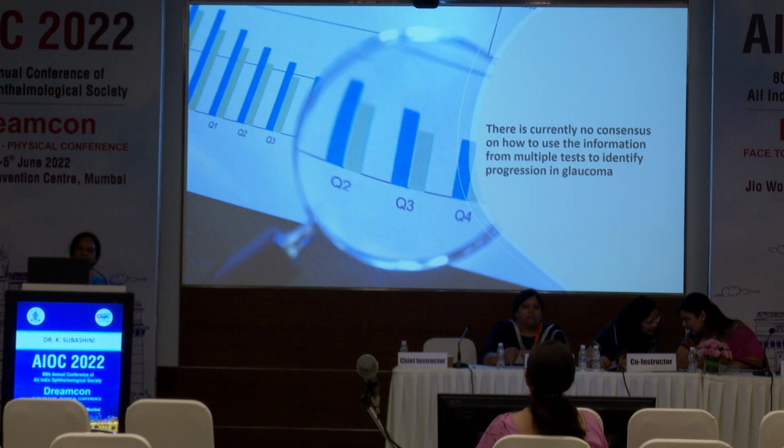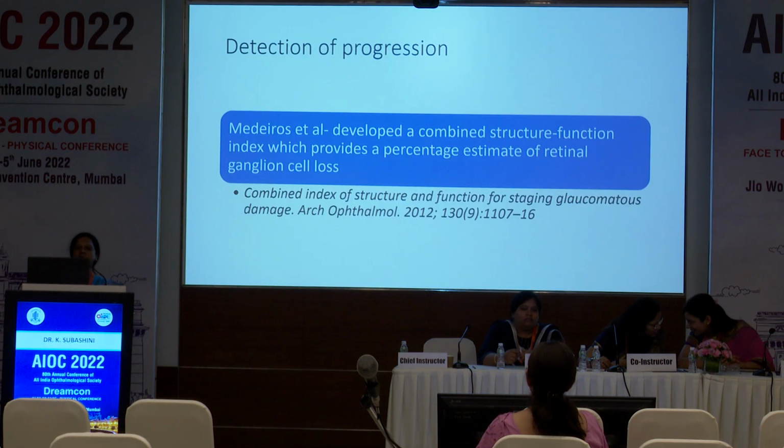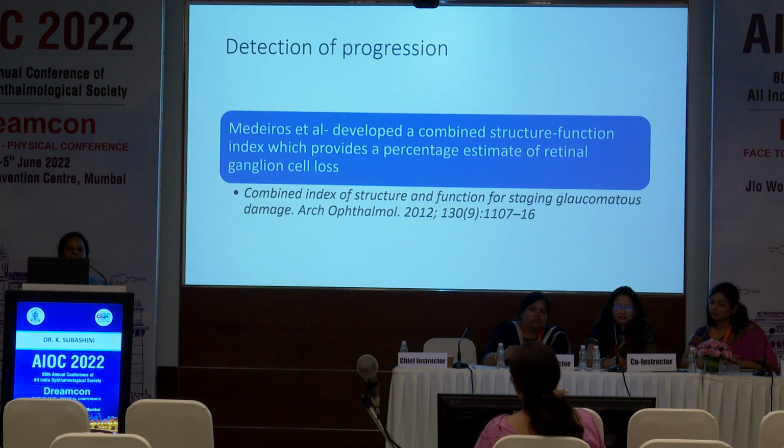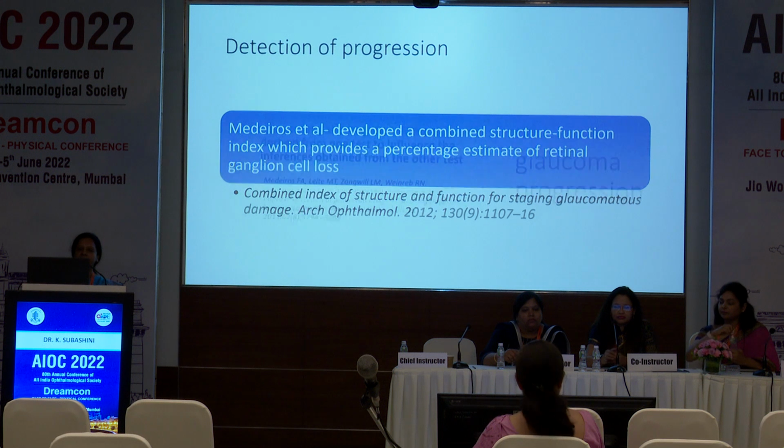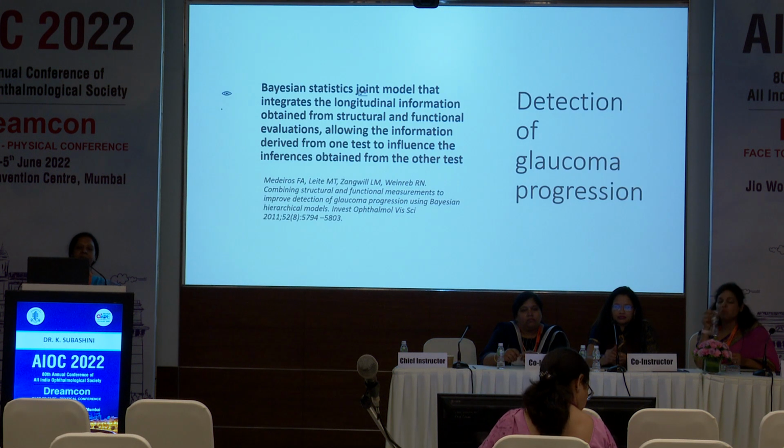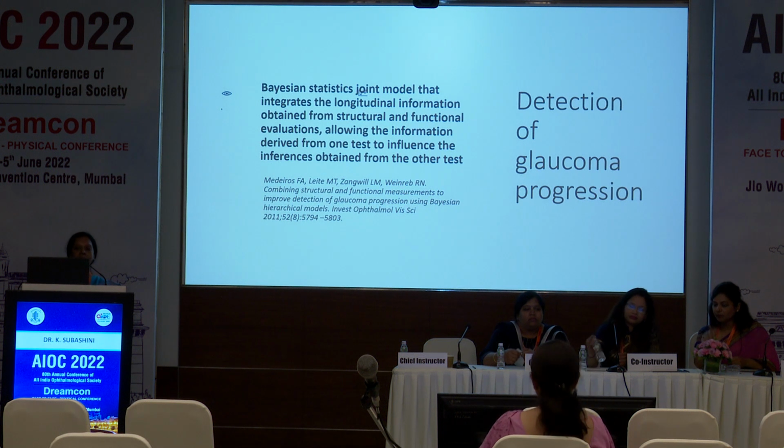There is currently no consensus on how to use the information from multiple tests to assess progression in glaucoma. So there are researchers working on detecting this progression, combining the changes in both structure and function. Medeiros et al. developed a combined structure function index to provide a percentage estimate of the retinal ganglion cells. Medeiros had done this Bayesian statistics joint model. So this integrates the longitudinal information obtained from structural and functional evaluation.